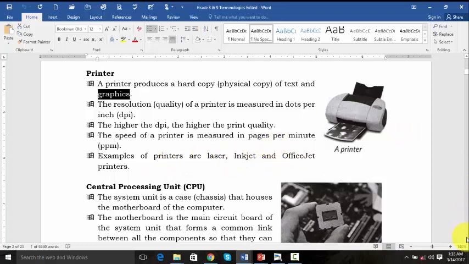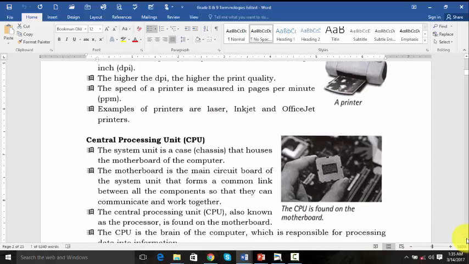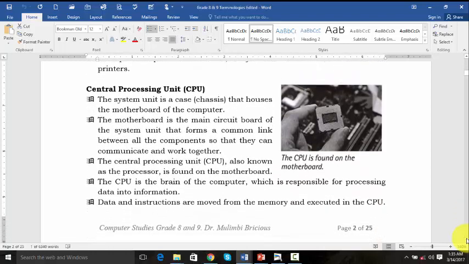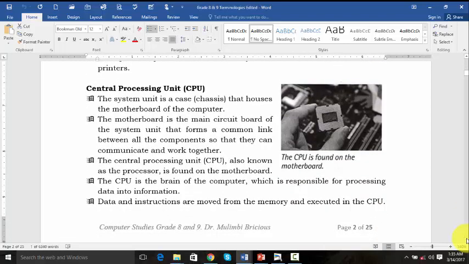Now children, we look at the last part of our lesson today. This is the central processing unit. The system unit is a case or chassis that houses the motherboard of the computer.